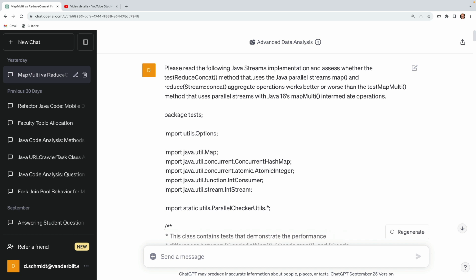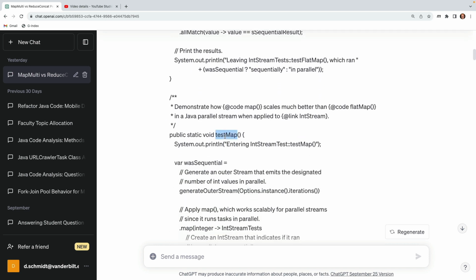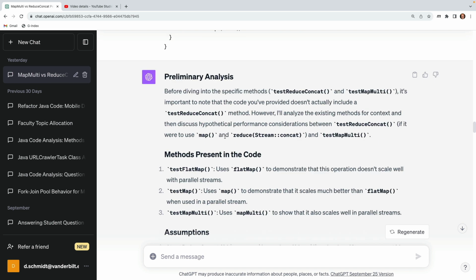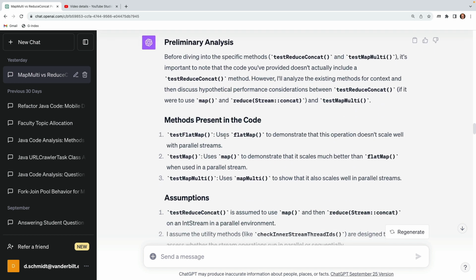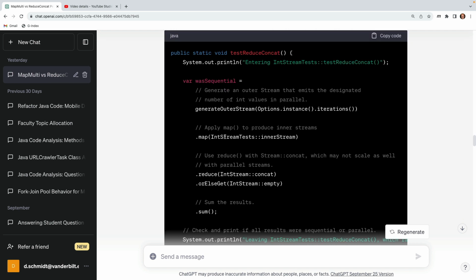So I gave it this code here. I told it, I want you to assess whether testReducedConcat is better than testMapMulti. But I gave it a piece of code that didn't have testReducedConcat. It had a method called testMap. So the first thing that ChatGPT does is it reads my code, and it says, by the way, sir, you didn't actually give me the testReducedConcat method. It's not there. However, what it does is it figures out what I'm asking it based on the context of my prompt, and it generates the testReducedConcat method for me.